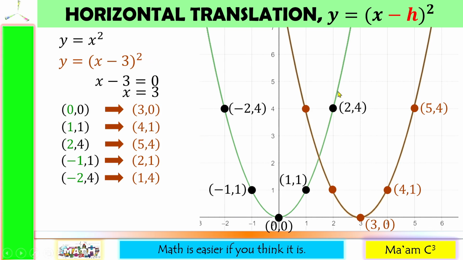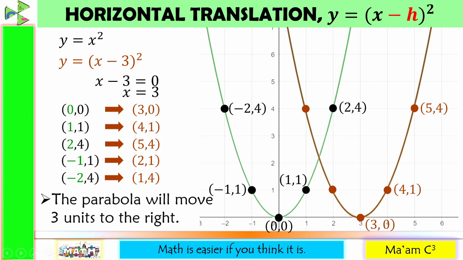Now, what did you notice with our mother graph? It seems that the new graph simply moved to the right. Let us see if that is correct. Yes, it is. It moved to the right by how many units? By the value of our x here. So the effect of having negative h here, the parabola will move to the right. By how many units? In our example, it moved 3 units to the right.